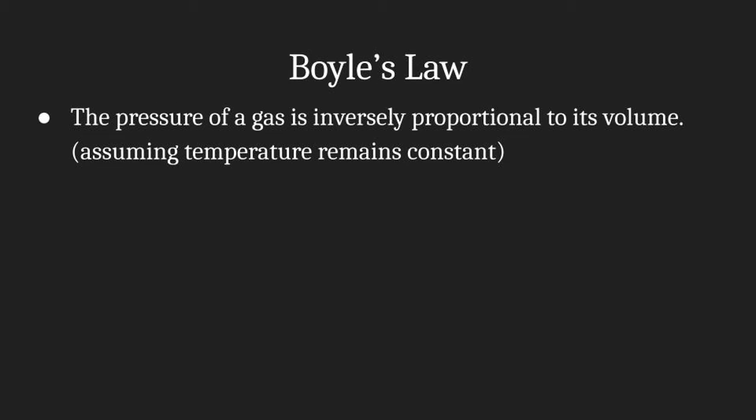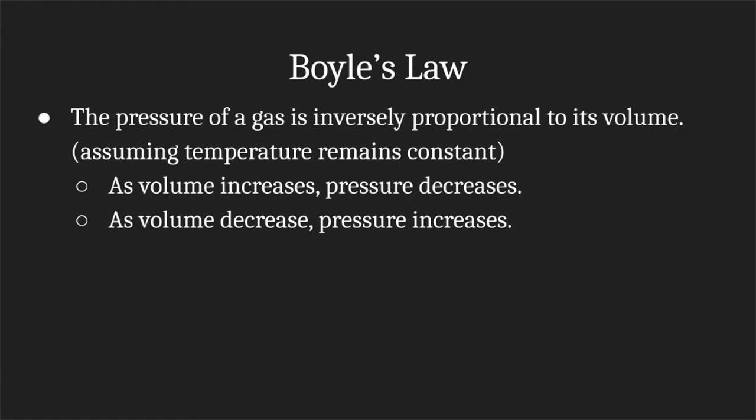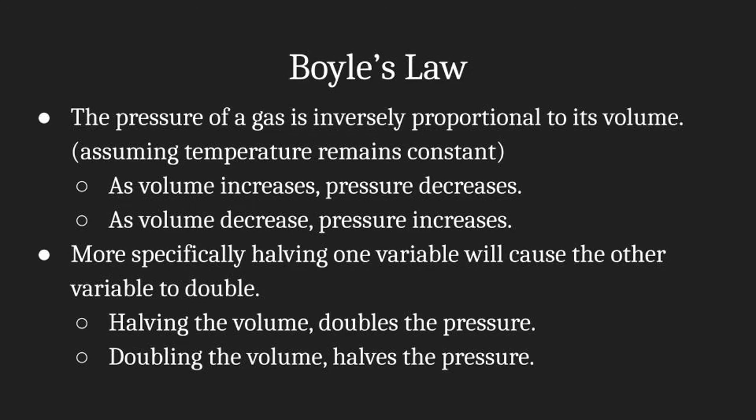So Boyle's law states that the pressure of a gas is inversely proportional to its volume, assuming that temperature remains constant. This means that as volume increases, pressure decreases, and as volume decreases, pressure increases. They always move in opposite directions. More specifically, halving one variable will cause the other variable to double. So if we halve the volume, the pressure will double. And if we double the volume, the pressure will halve.